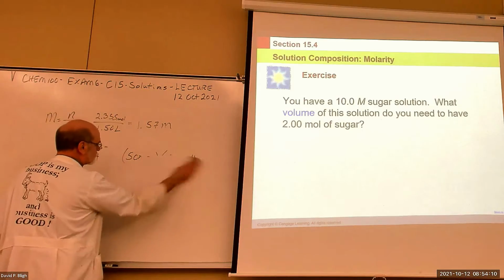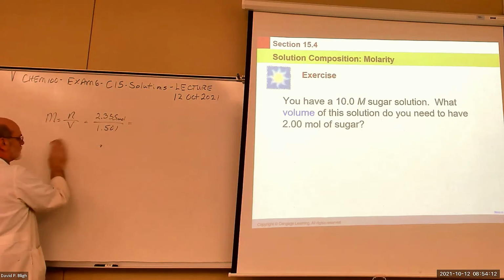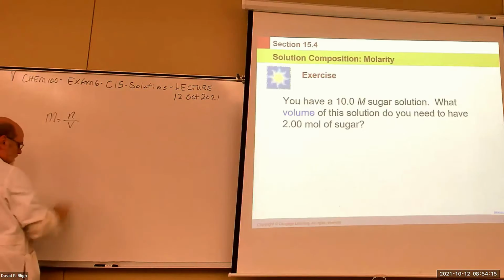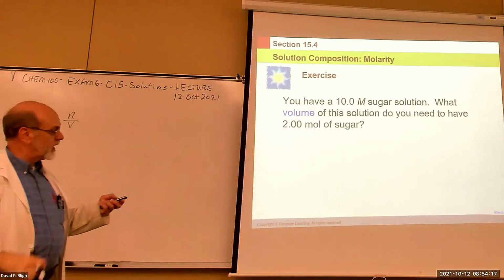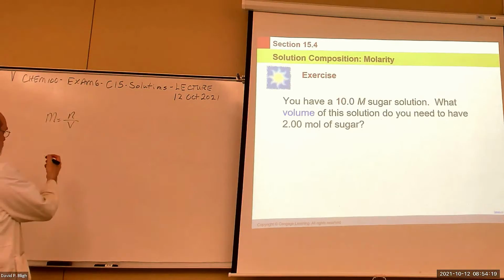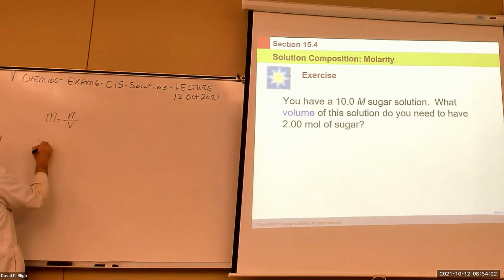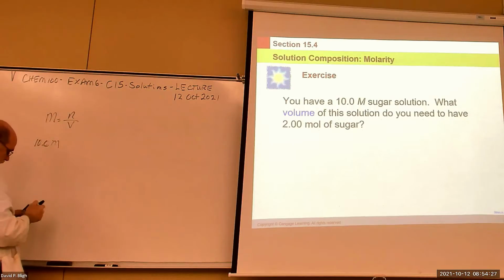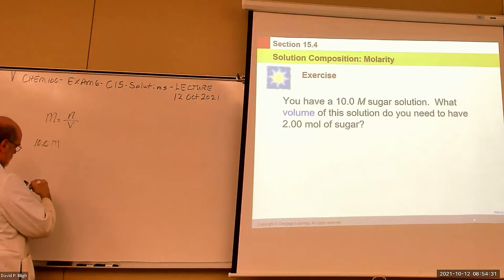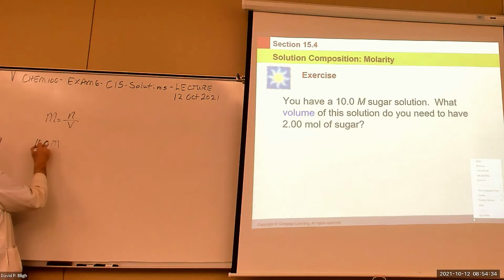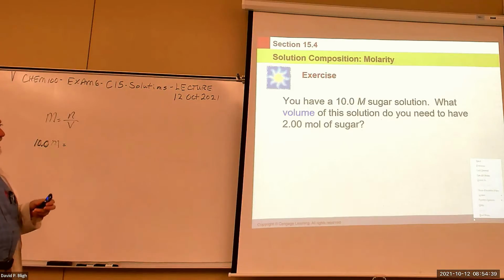Now here's one worked in using the formula. The known value is the molarity. So this one is 10 molar. And what volume of the solution do you need to have 2 moles of sugar?